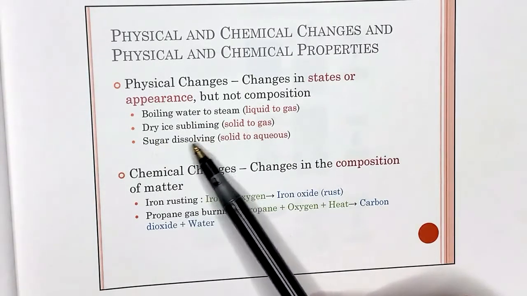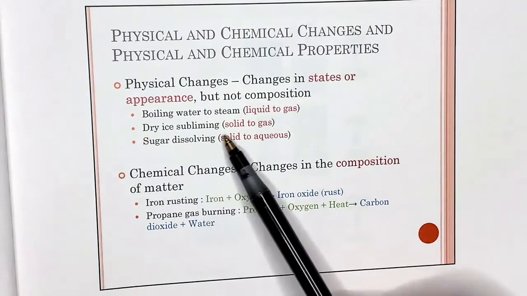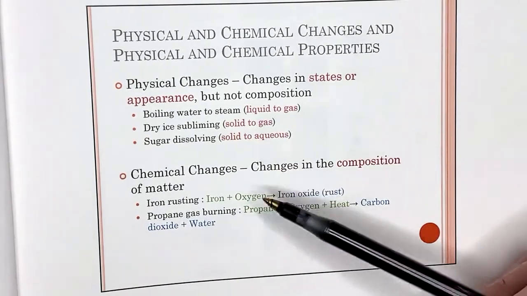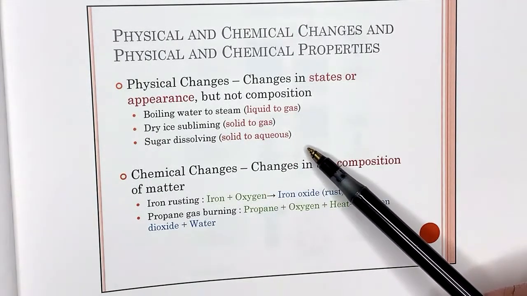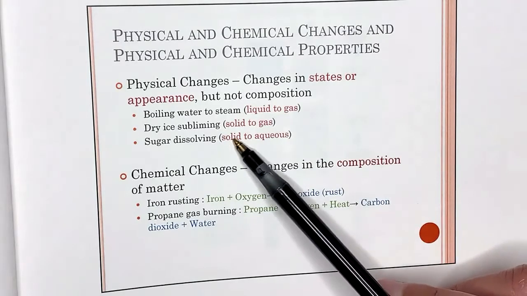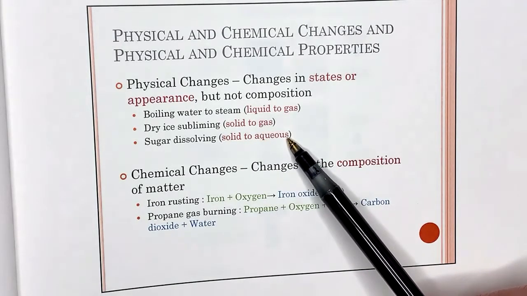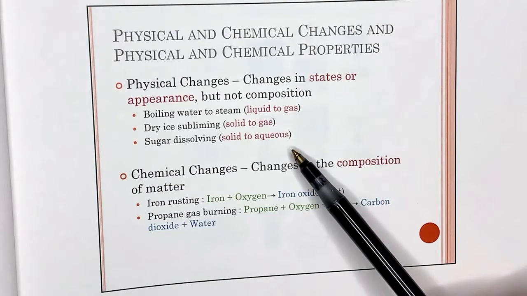Sugar dissolving, so it's one piece of sugar cube, okay? And it's going to break down into multiple tiny molecules of sugar mixed in with water. So we call it solid to aqueous. Now, aqueous is basically a phase where you have a solid dissolved in water. Anything that dissolves in water is called aqueous, okay?